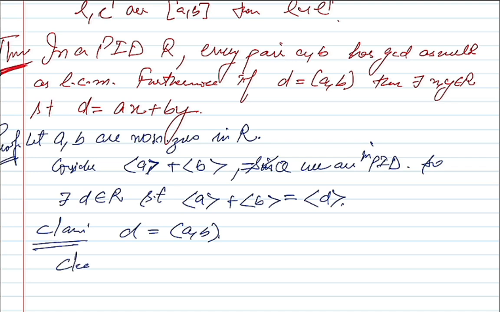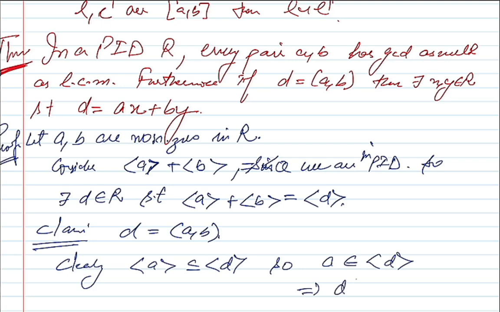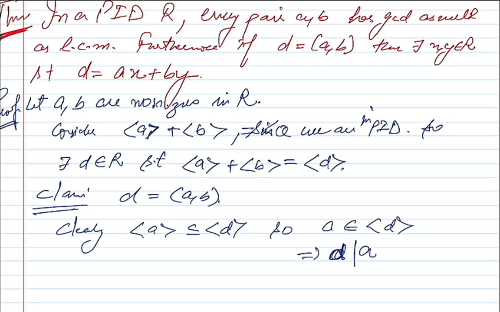Now clearly the ideal generated by A is contained in the ideal generated by D, so A belongs to the ideal generated by D, and that can only be true if D divides A. That is, A is a multiple of D, so D divides A. Similarly, the ideal generated by B is contained in the ideal generated by D, which implies D divides B.